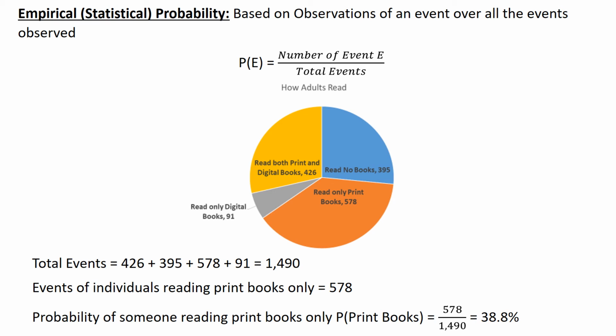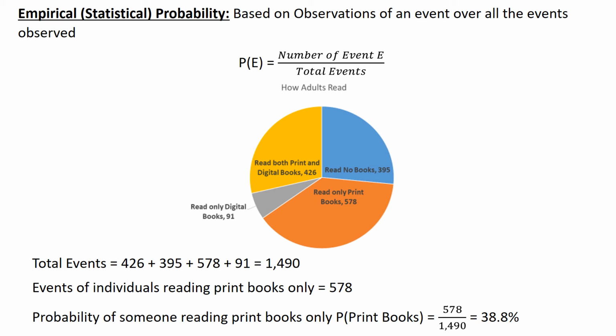Now, there is also the empirical probability. And this is based on observations. This is more often what occurs in real life, when we have a poll or we're doing a survey. We look at the number of events within each category and then the total events. I've got a little survey here of what people are reading. There are actually 1,490 individuals, and I want to know how many are in different categories.